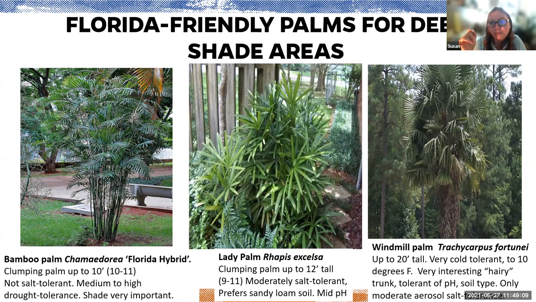And the windmill palm is one of the most cold tolerant palms in the world. Not that we really need that here, but it can actually tolerate 10 degrees Fahrenheit, which is pretty amazing. This plant is sometimes grown in Europe, like Northern Europe, and it survives the winters in many cases. It gets only about 20 feet high, and it can take a great deal of shade. And it does have a really interesting hairy trunk.